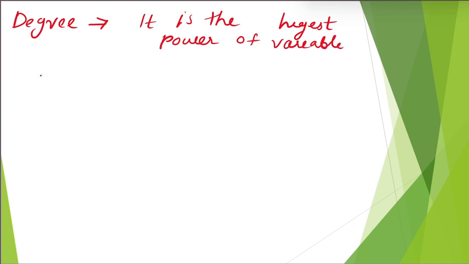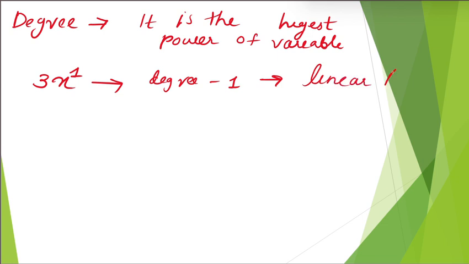For example, 3x. 3x means x to the power 1 only, right? If it is 3x to the power 1, the highest power of the variable is 1 itself. So here the degree is 1. If the degree is 1, what can we call it? Linear polynomial. This is what we are going to study in this chapter. The general form is ax plus b, where a is the coefficient of x and b is the constant.